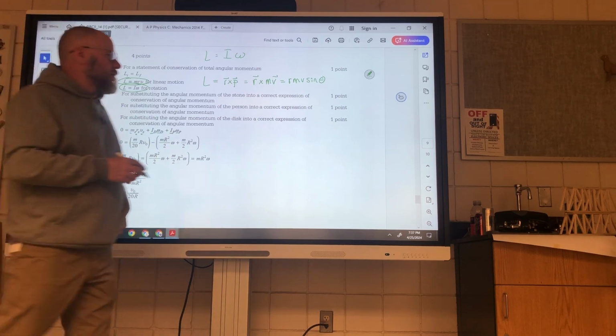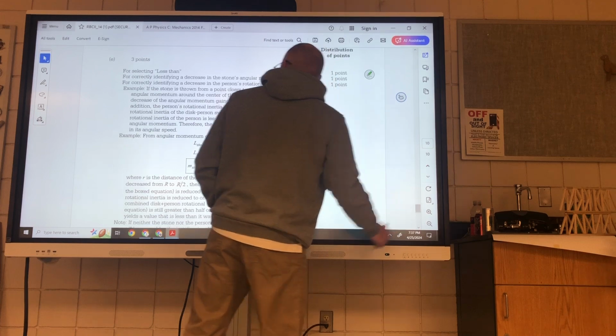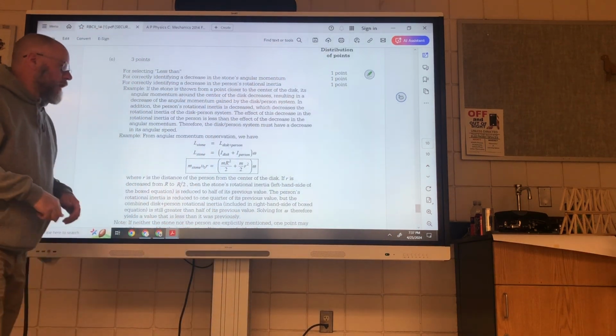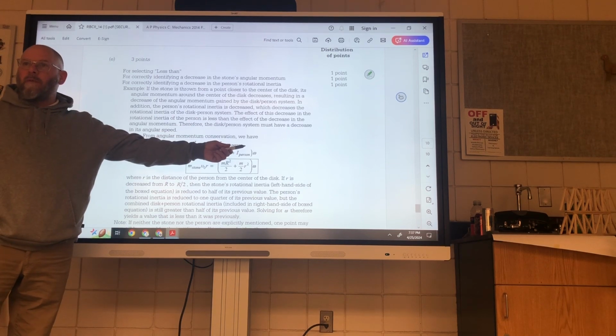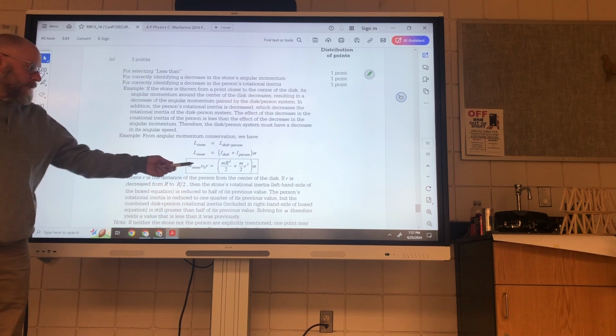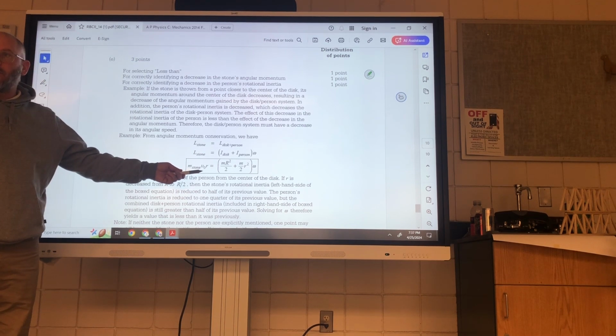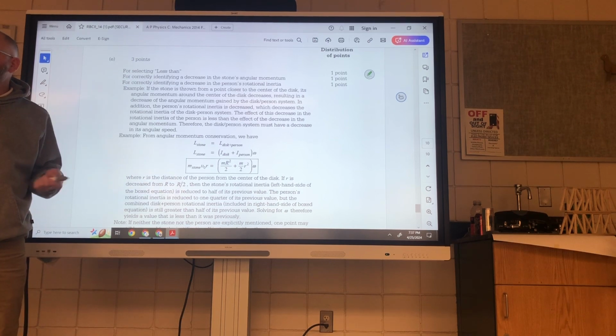So let's see what they said. Oh, wow. Okay, so it's less than, okay? Because what we know is the angular momentum of the stone ends up having to be equal to the angular momentum of the disc and person, right? And if you're less far from the center, then the angular momentum that you give the stone actually has to be less, doesn't it? Yeah.